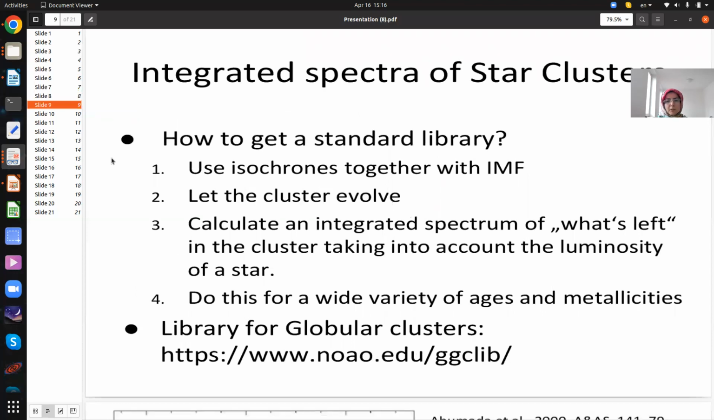For an integrated spectrum of star clusters, to get a standard library, use isochrones together with an initial mass function, let the cluster evolve, and calculate an integrated spectrum of what's left in the cluster, taking into account the luminosity of the star. Do this for a wide variety of ages and metallicities. And the library for globular clusters is at this link.